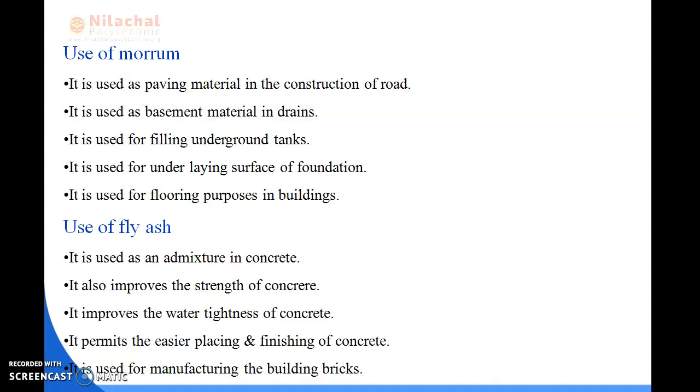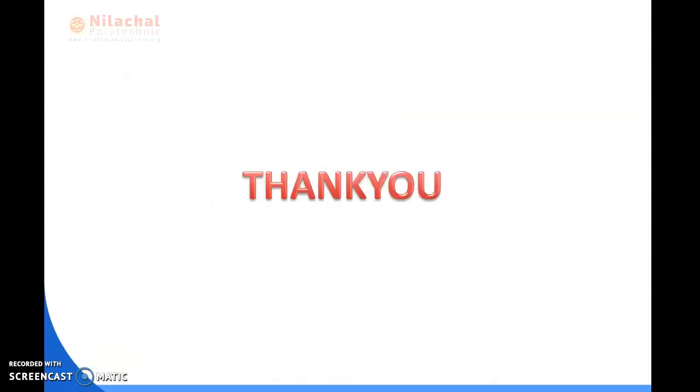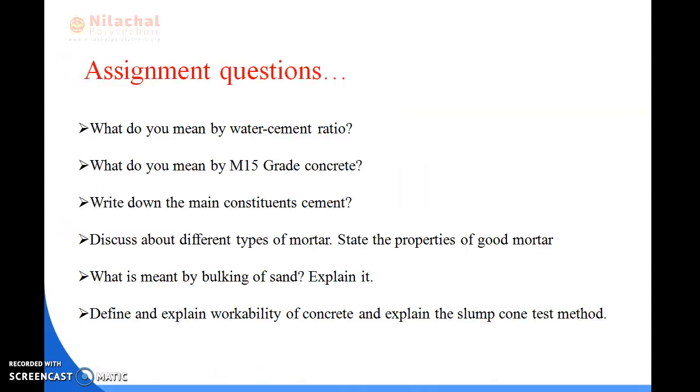And next are the uses of fly ash. It is used as an admixture in concrete. We use some quantity of fly ash as an admixture in concrete. It also improves the strength of the concrete. It improves the water tightness of the concrete. It permits easier placing and finishing of the concrete, and it is used for manufacturing building bricks. As we discussed in chapter 2 on bricks, fly ash is also used in the manufacturing of bricks.